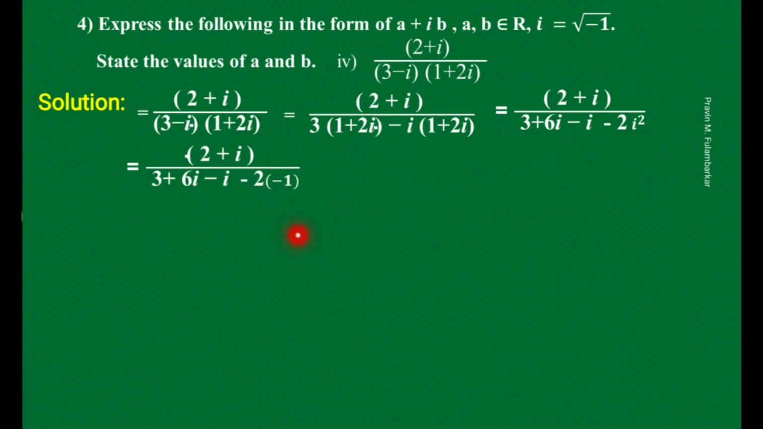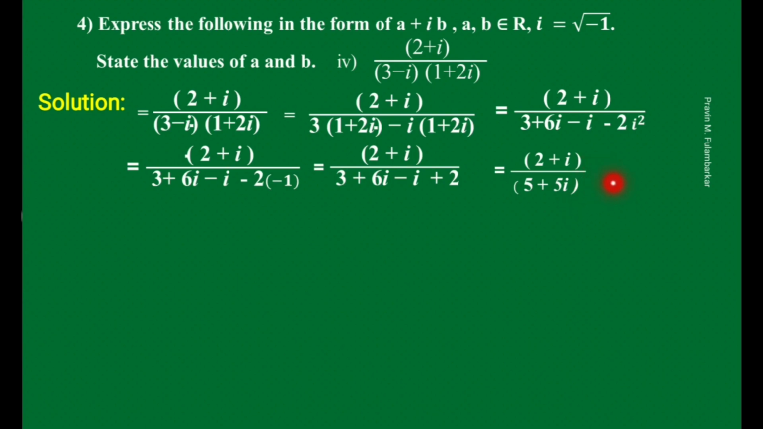So we replace this i square by minus 1. So we write here minus minus plus 1 in next step. Now we have to add real part with real part, imaginary part with imaginary part. So we get 3 plus 2, 5, and 6i minus i, which is 5i. So we write the numerator as it is, and in the denominator 3 plus 2 is 5, 6i minus i is 5i.